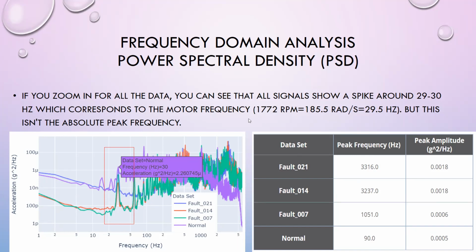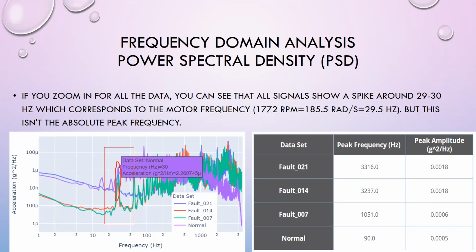And here you can see for all of the signals, we have one peak around 30 hertz, as I showed here. We have one peak for all of the signals with different faults. And this peak is due to the frequency of the motor.